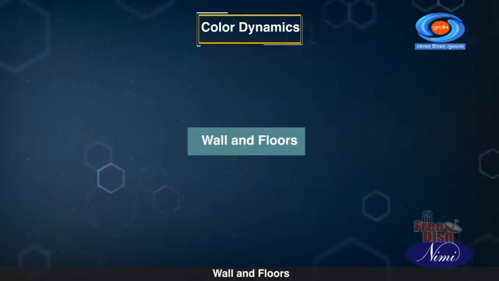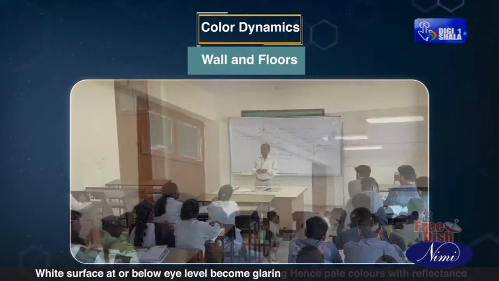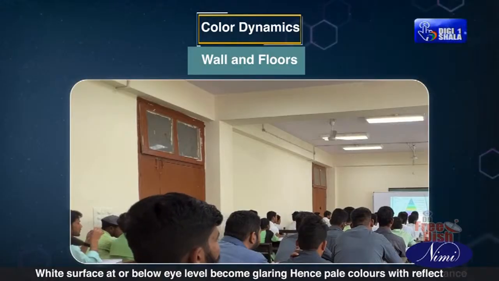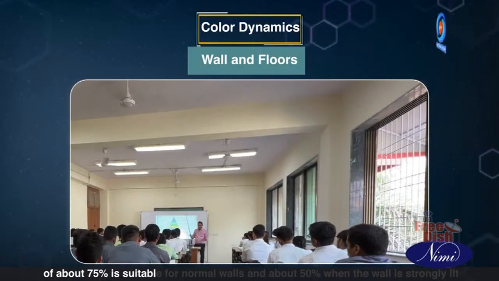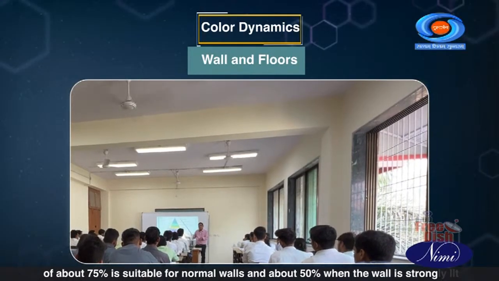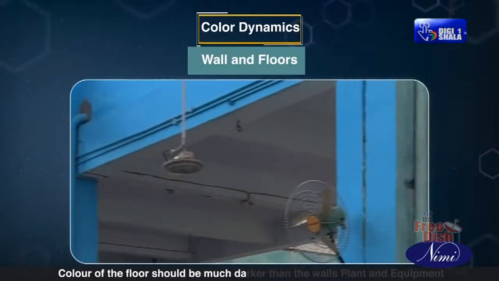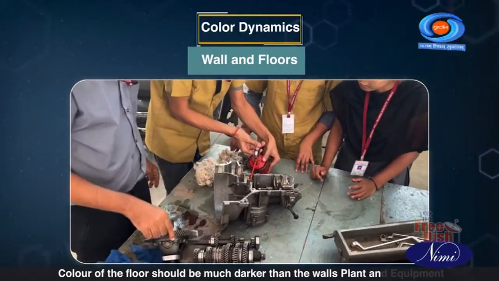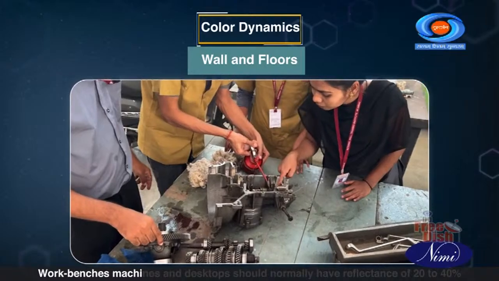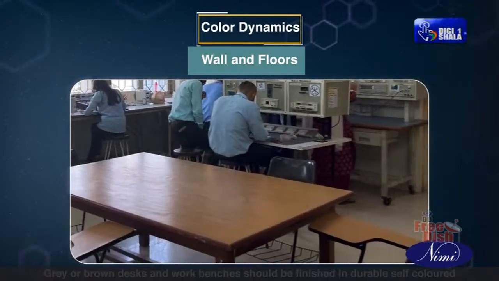Walls and floors. White surfaces at or below eye level become glaring. Hence pale colors with reflectance of about 75% are suitable for normal walls and about 50% when the wall is strongly lit. The color of the floor should be much darker than the walls. Plant and equipment, workbenches, machines and desktops should normally have reflectance of 20 to 40%.